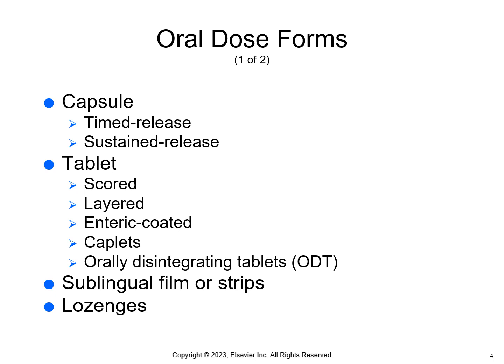Caplets are tablets shaped like capsules. And ODT, or orally disintegrating tablets, are put under the tongue to dissolve rapidly. Sublingual film or strips are strips that are placed under the tongue to dissolve quickly. And lozenges or troches are discs that contain medicine with a flavored base, kind of like a hard candy. These are to be sucked on to slowly dissolve.